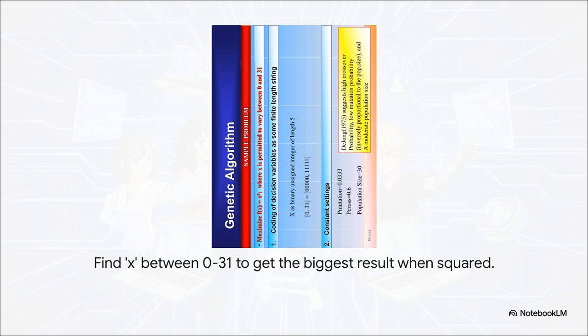But here's the key. The computer has no idea. Its job is to discover that answer on its own, to evolve towards it. This simple challenge is its entire universe.